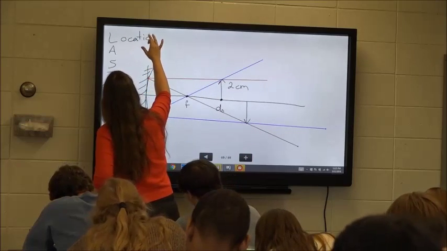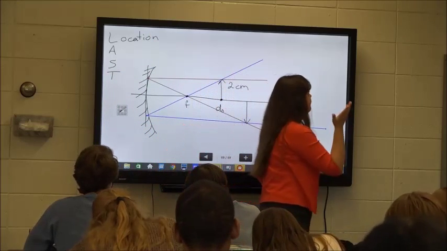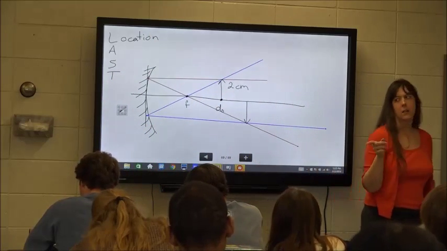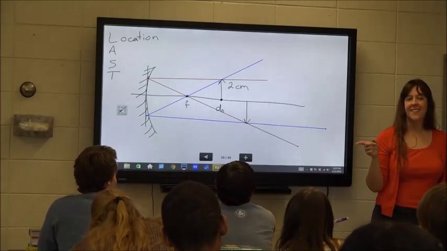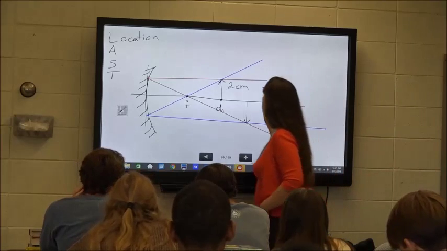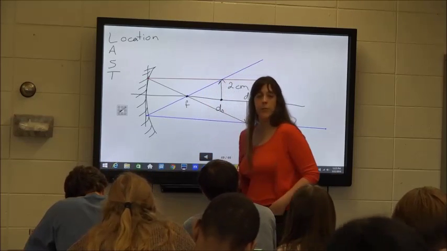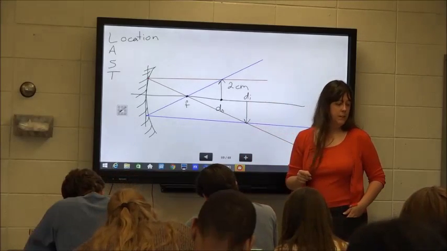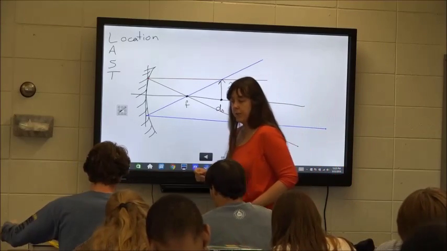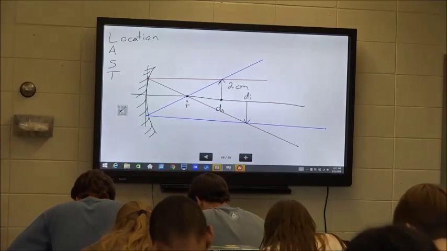How do we describe the location of the image? Distance from the mirror. Distance from the mirror to the image. And what do we call that? D_i. So measure it. You have a ruler there, right? I want you literally to measure on your picture the distance from your mirror to your image.